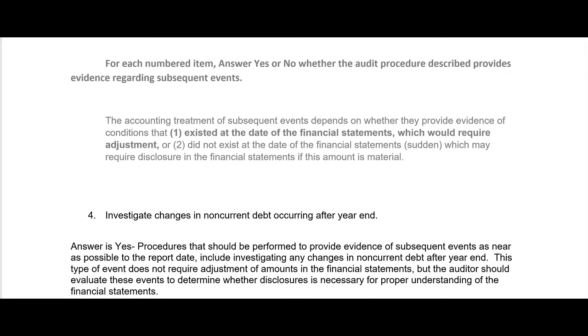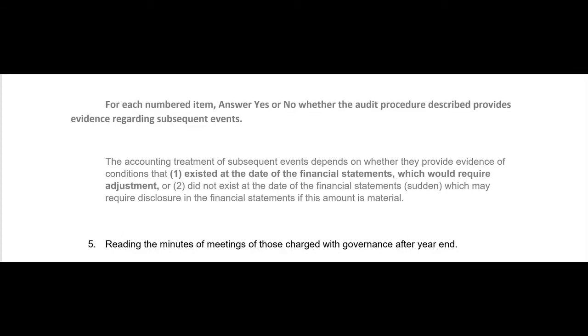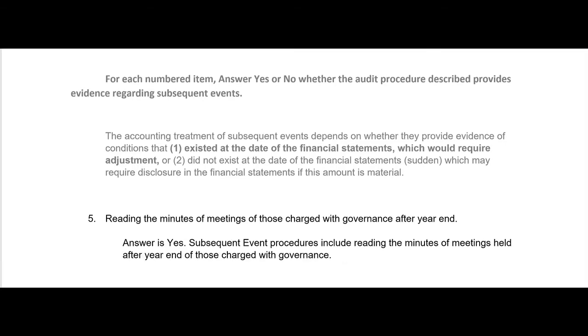Number 5, reading the minutes of meetings of those charged with governance after year-end. So if there are meetings of those charged with governance after year-end, should we be reading the minutes of those meetings in January? Would they provide evidence regarding subsequent events? Absolutely yes. Subsequent event procedures include reading the minutes of meetings held after year-end of those charged with governance, of management, officers' meetings, anything that took place in January.